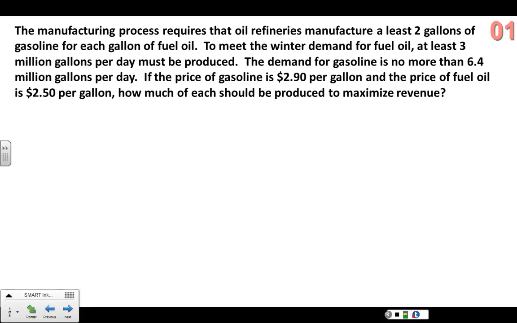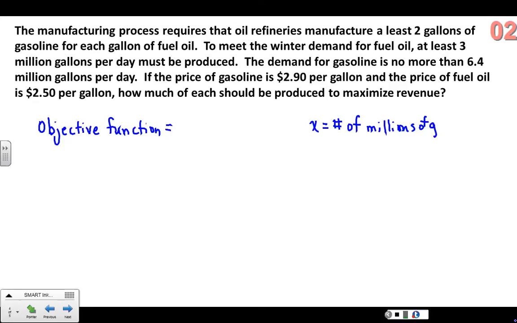Well, our objective function for this problem we can get from that last statement. We need to first say, okay, we're going to let X equal the number of millions of gallons of gas. Y can equal the number of millions of gallons of fuel oil.